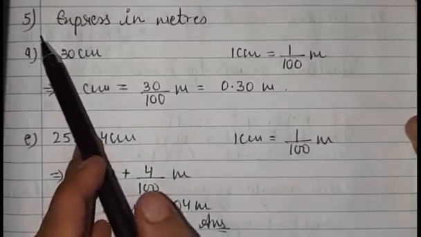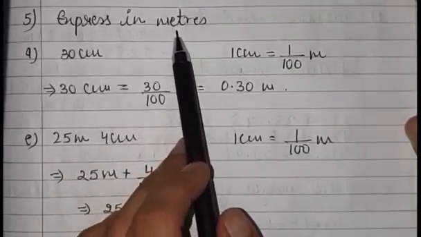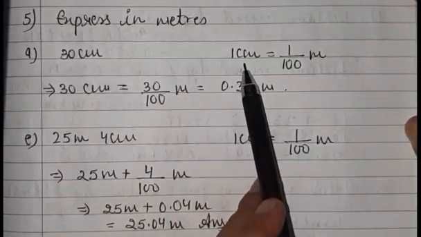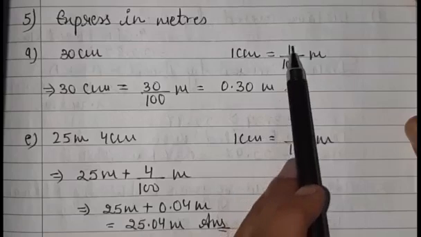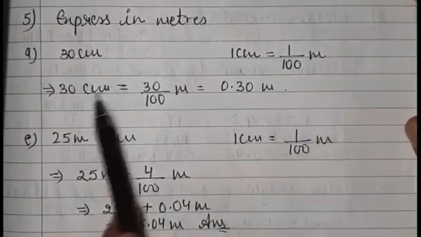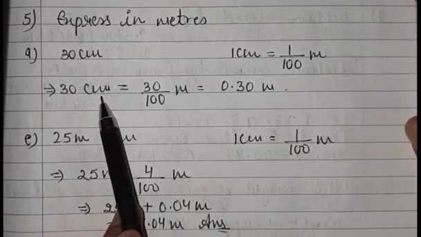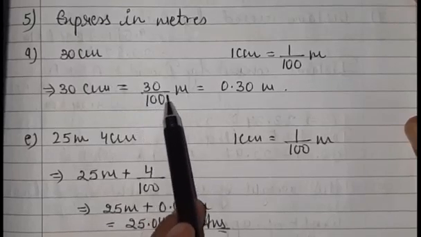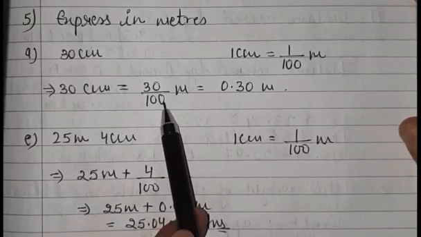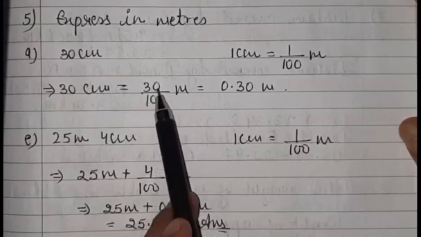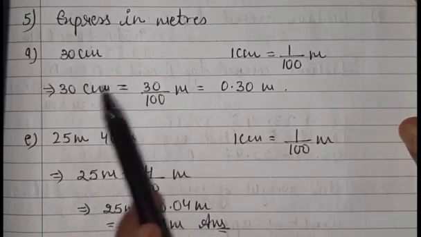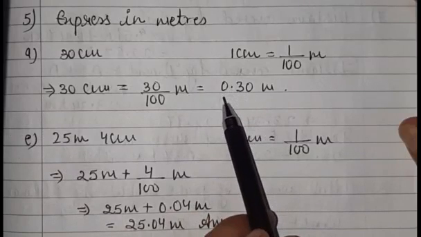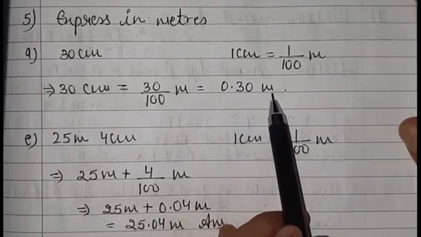Now come to fifth numerical, express in meters. A part is 30 centimeter. We know that 1 centimeter is equals to 1 upon 100 meters. So 30 centimeter is equals to 30 by 100 meters. In denominator again there are 2 zeros. So after 2 places in the numerator towards left hand side we have to put decimal. Right? So answer is 0.30 meters.